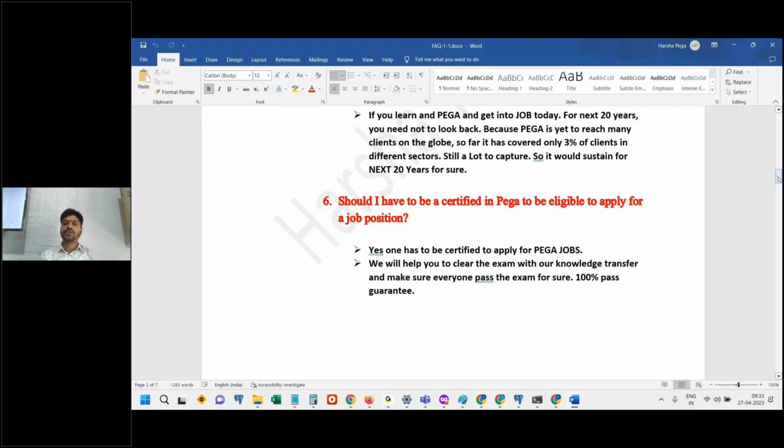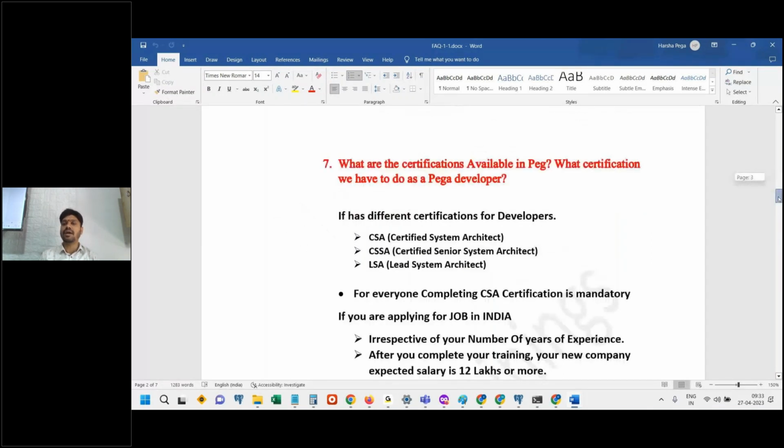Should I have to be certified in PEGA to be eligible to apply for jobs? Another question: what are the certifications available in PEGA, and what certifications do I have to do as a developer? Combinedly, I will cover. So every one of you so far clear?